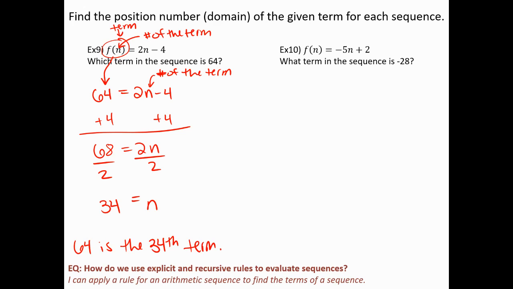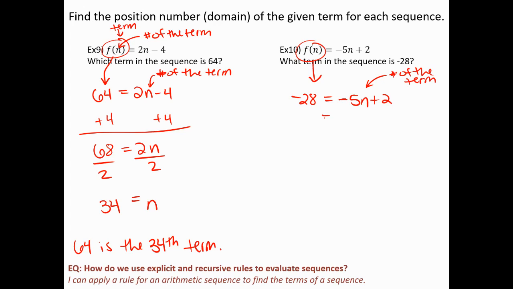So there you go. So we're going to practice it again. Last example here. So again, if we want to know which term in the sequence is the negative 28, then I'm going to replace f of n with the negative 28. And I'm going to solve for n, which is going to tell me which term. So again, remember that n is telling us the number of the term. It's telling me which term in the sequence.